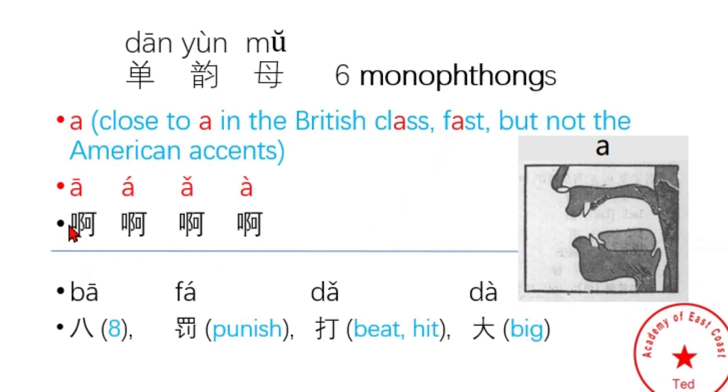Now let's practice it with tones. The first one, the first tone, a. The second one, the second tone, a. The third one, the third tone, a. The fourth one, the fourth tone, a. Let's repeat. A. Now let's practice it in the syllables with characters.